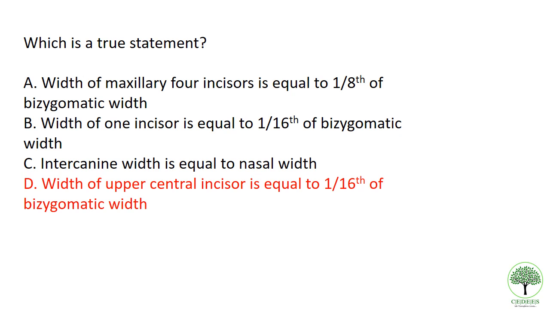Now remember that the fourth option is true. The width of the upper central incisor is equal to 1/6 of the bizygomatic width, and this has been given by a useful adjuvant which is known as Berry's index. This statement has been given by Berry's index. According to Berry's index, the width of one upper central incisor is equal to 1/6 of the bizygomatic width. A lot of studies have been done, and Berry has given this formula. It's known as Berry's index or Berry's formula. And the last one is the true statement.